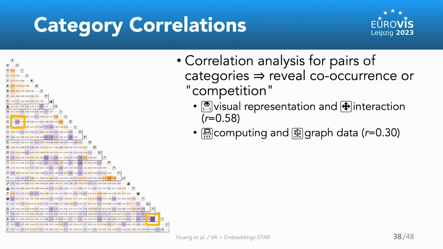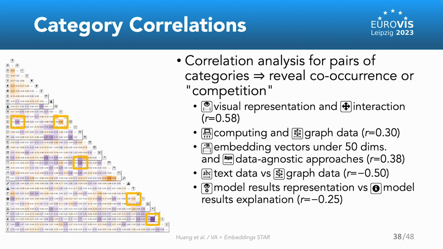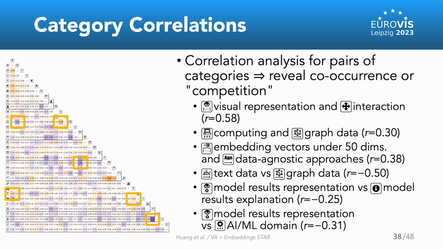Other examples include the application domain of computing and graph input data, or support for embedding vectors with less than 50 dimensions, and approaches agnostic to the input data type. With regard to negative correlation results, we could mention the competition between text and graph data types, the visual analytic tasks of representing and explaining model results, and the task of model results representation versus the ML AI domain, which is related to the support for other competing visual analytic tasks with that domain.